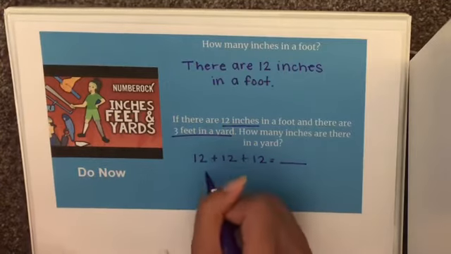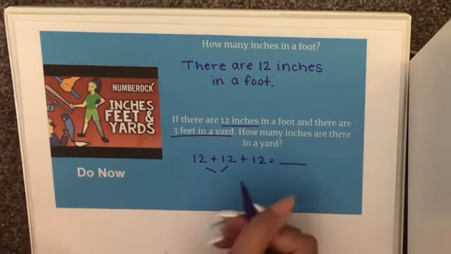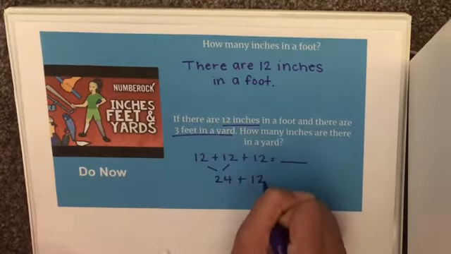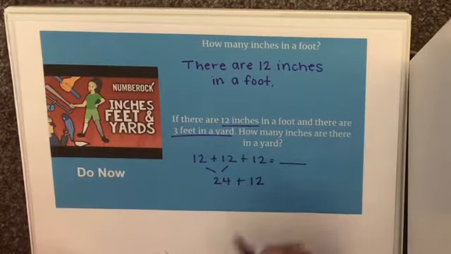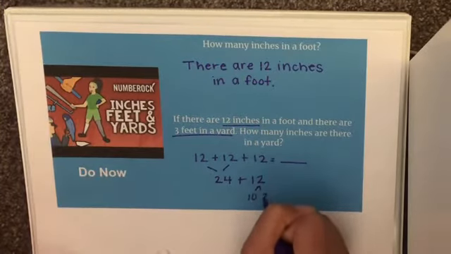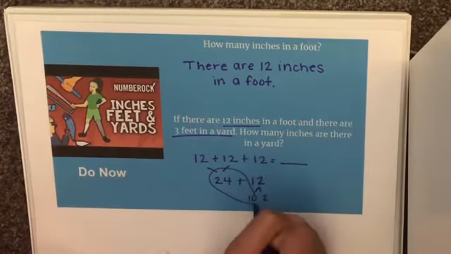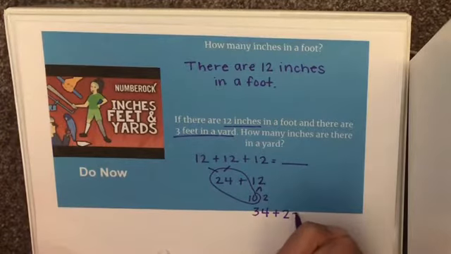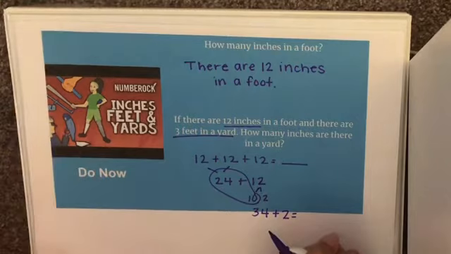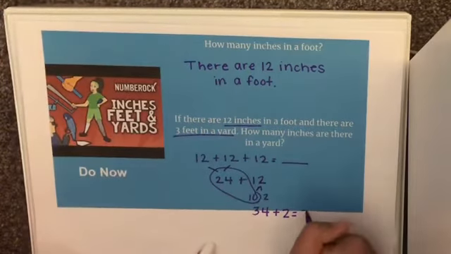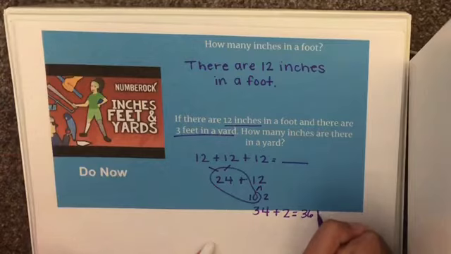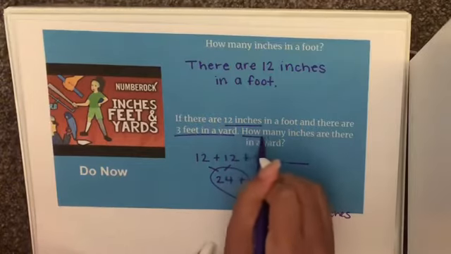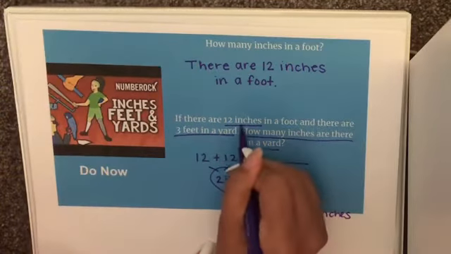All right, so to make it easier on myself, I said, okay, let me add 12 plus 12 is 24 plus 12 more. If I break this 12 into a 10 and I add it to my 24, this 24 becomes 34 plus 2. That gives me 35, 36. So there is 36 inches. Because remember, they asked how many inches are there in a yard.